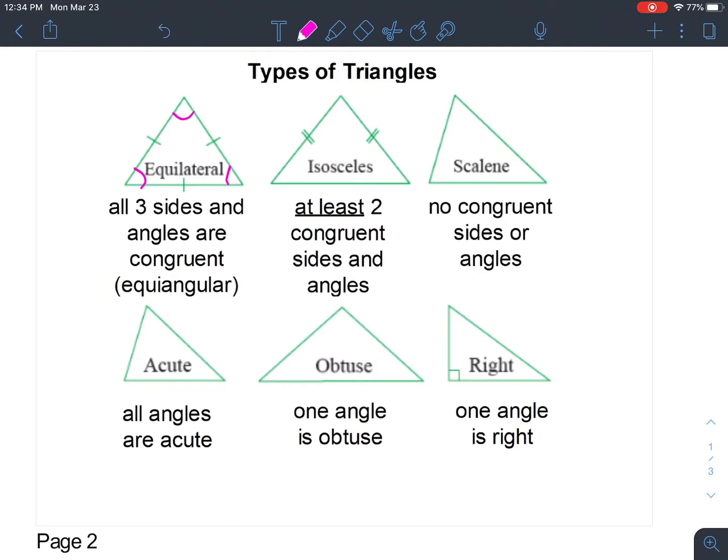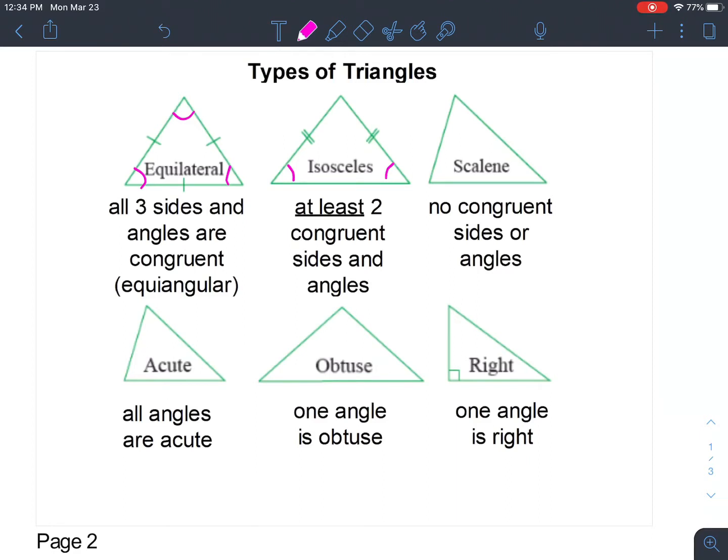Then the second one is the isosceles triangle here. And the key part is that there are at least two congruent sides and angles. So an equilateral triangle is actually also isosceles. We also have the two congruent angles as I mentioned before, and they're going to be located right there. And on a later slide, I'm going to talk a little bit more about isosceles triangles. Then we have the scalene triangle, and that's going to be no congruent sides or angles. So everything inside the triangle is going to be different.